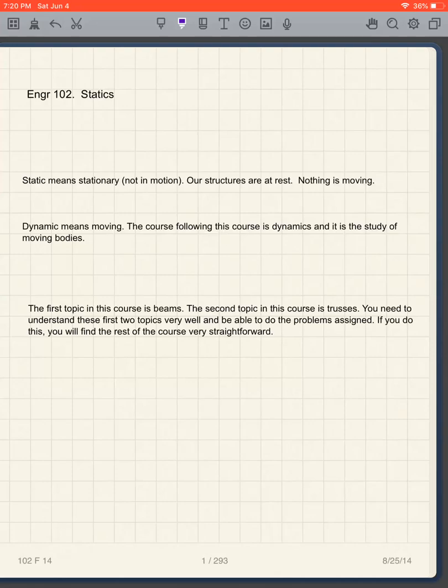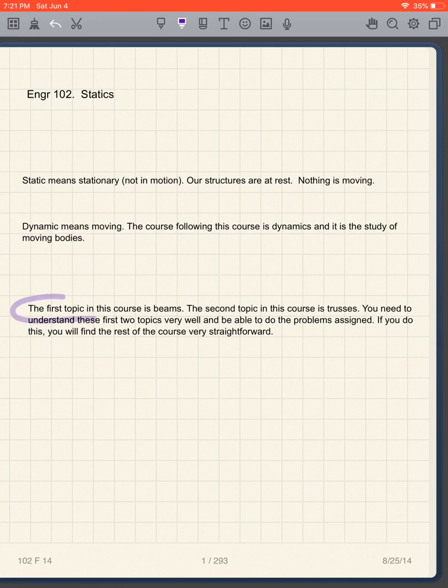Okay, this class is Engineering 102, Statics. Static means stationary, and that means, of course, not in motion. In this particular class, our structures are at rest and nothing is moving. Now the next class you have is dynamics, which dynamic means moving, and dynamics is the study of moving bodies. So in this class, everything's not moving, stationary. The next class that you have, you'll start looking at things that are in motion.